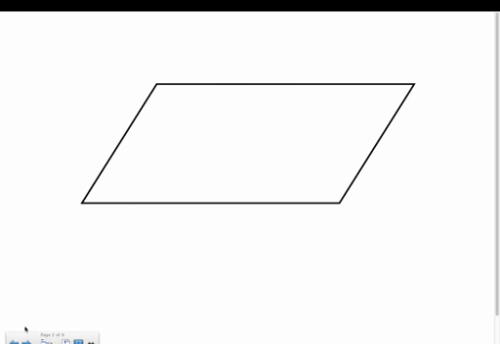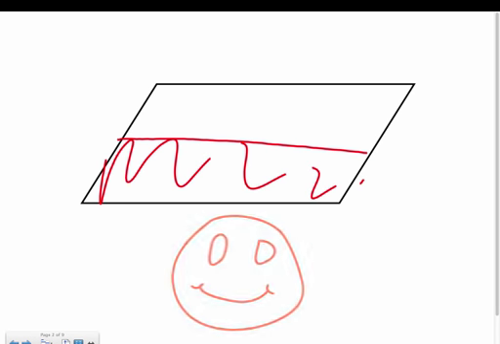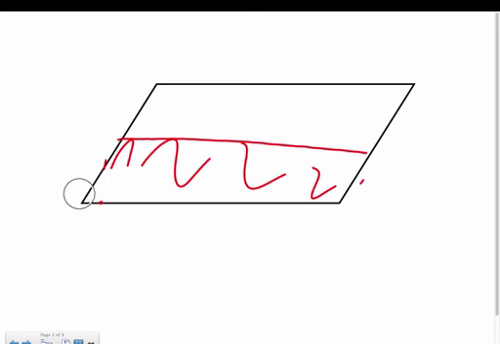So first of all, let's take a look at this parallelogram. What do you think? Does this guy have any lines of symmetry? Diagonally, I don't think so. If I tried drawing in one, what if I drew a horizontal here and I folded this bottom piece up? Would that be symmetrical? Is that a reflection? No, it's not.